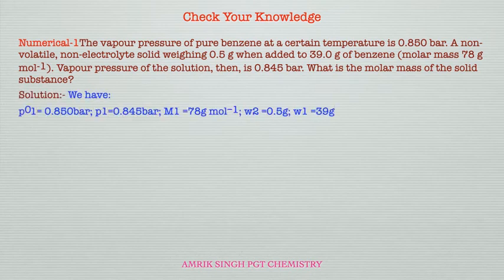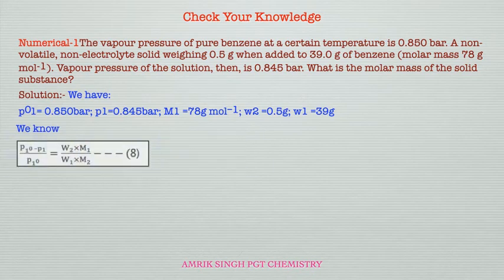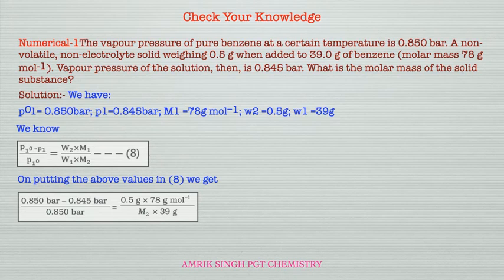We have P1 naught and P1, M1 and W2 as shown, and W1, and we know the formula for relative lowering of vapor pressure. Putting all the values in this formula, we get this, and finally we get M2 as 170 gram per mole.